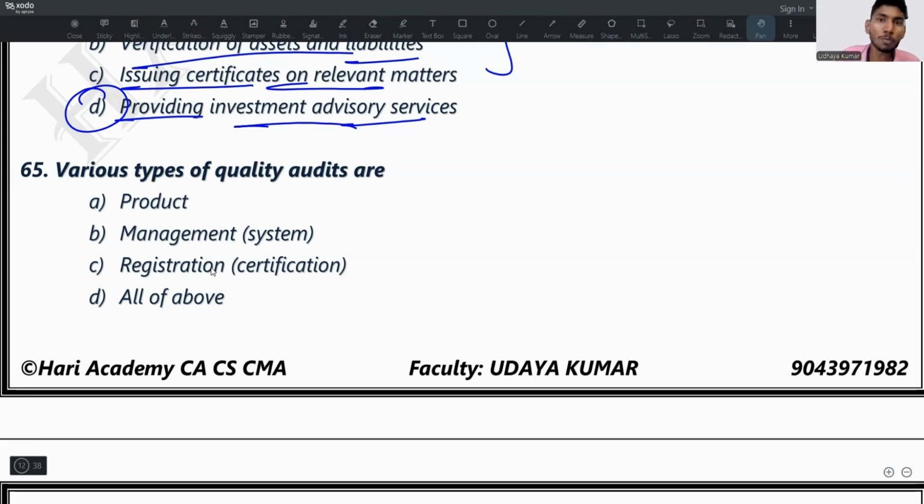Okay, so whereas management audit assesses whether the organization's quality management system like ISO, we used to say 9001, is effective in achieving its objective and maintaining quality standards. But whereas registration, which is nothing but certificate audit, is often conducted by the external auditors, okay, to determine if an organization complies with the standards required for certification, like ISO certification, for example. So since all these types of audits listed are valid, the correct answer is all of the above, A, B, C. This all comes under the quality audits.